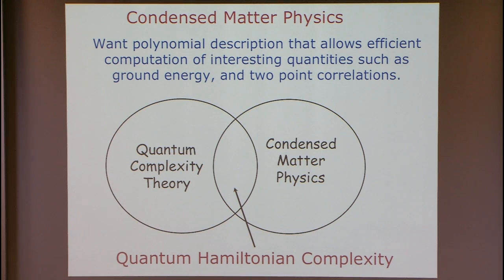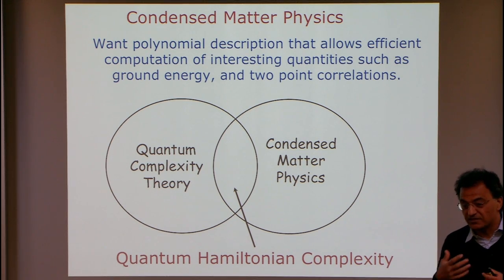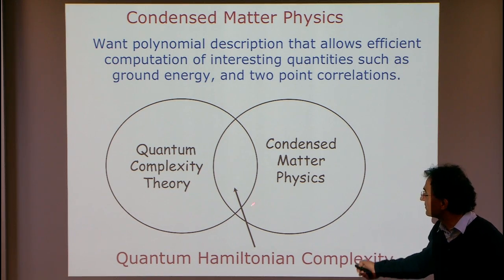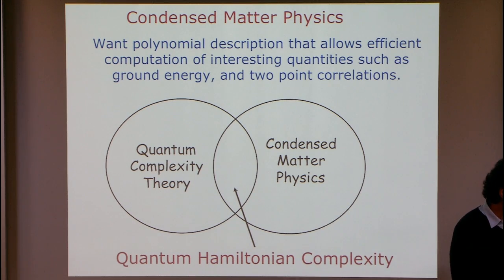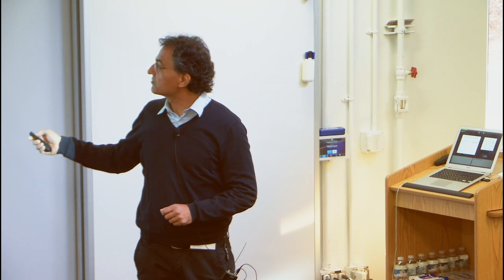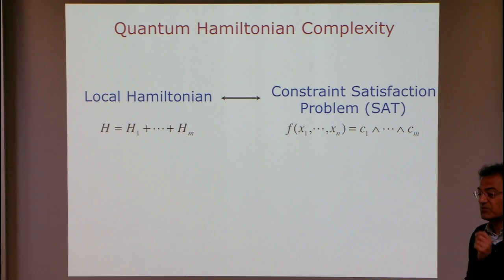And so, in some sense, one way you can describe quantum Hamiltonian complexity is it's an area, or at least a good part of it, that lies at this intersection of condensed matter physics and quantum complexity theory. So now there's a very basic reason why quantum Hamiltonian complexity lies at this intersection, and this basic reason has to do with a correspondence between the basic problems in the two fields.